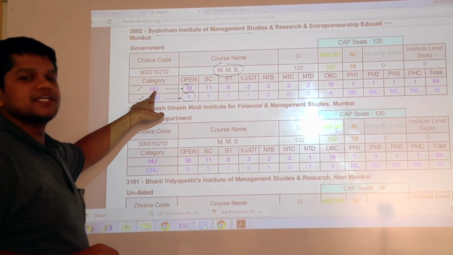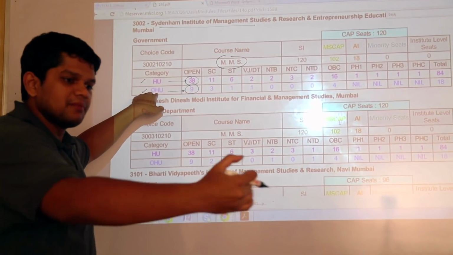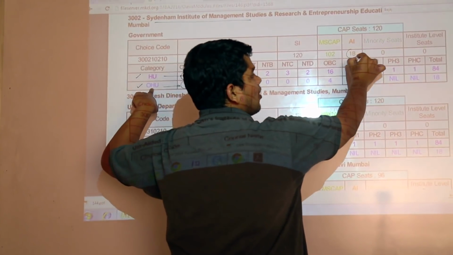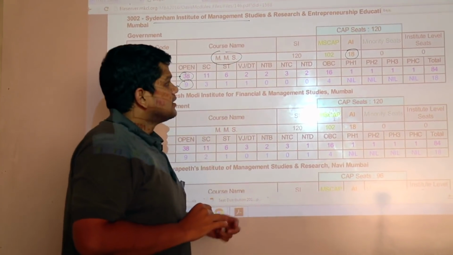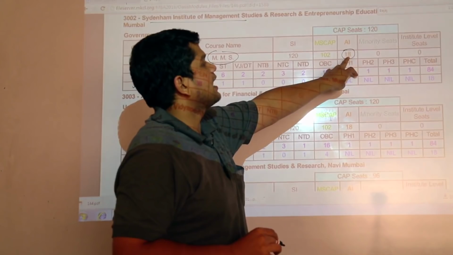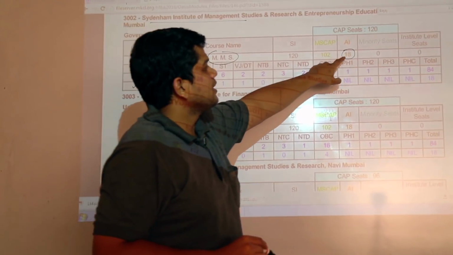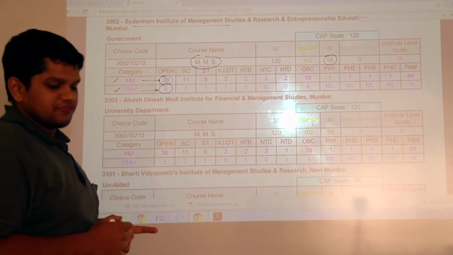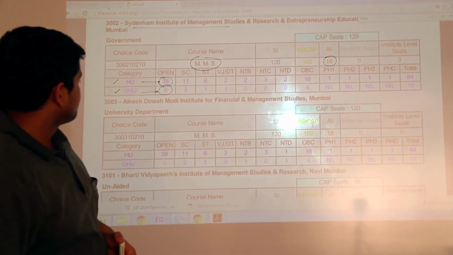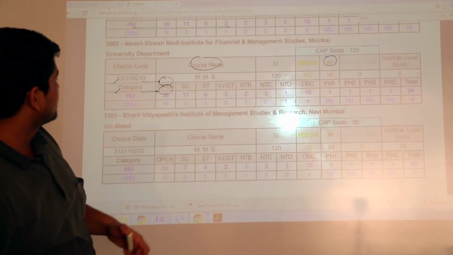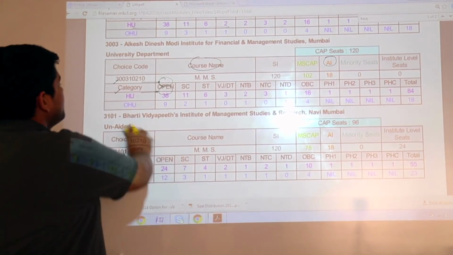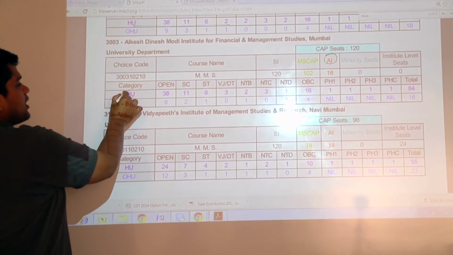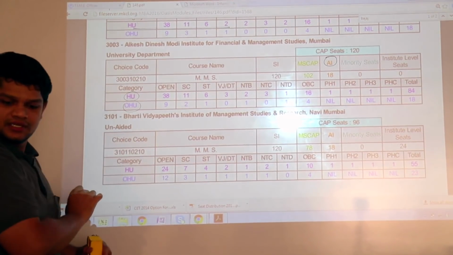This would be the Mumbai University students and this would be outside Mumbai but within Maharashtra. And outside Maharashtra or all India, the total number of seats for all India candidates will be equal to 18. So that's how the breakup is given for all the other colleges. Like even if you look at the next college here, Alkesh Dinesh Modi, because it is affiliated to the Mumbai University, you will have HU and OHU seats.